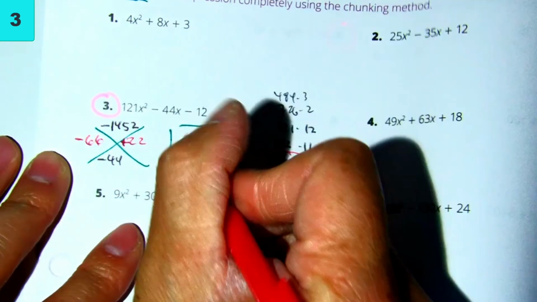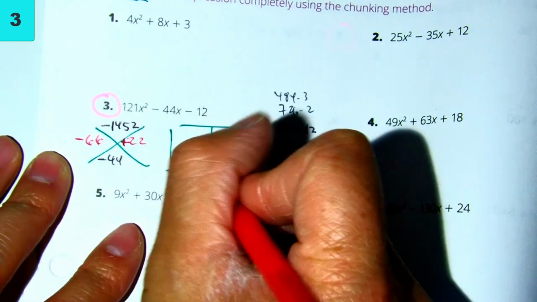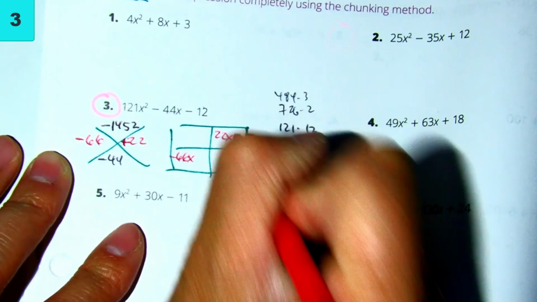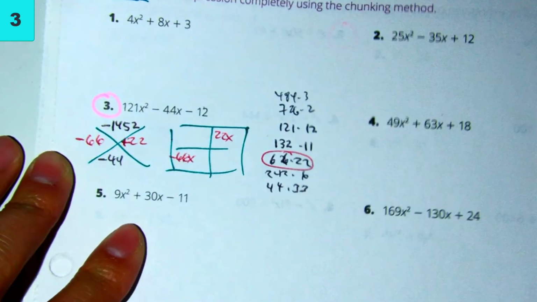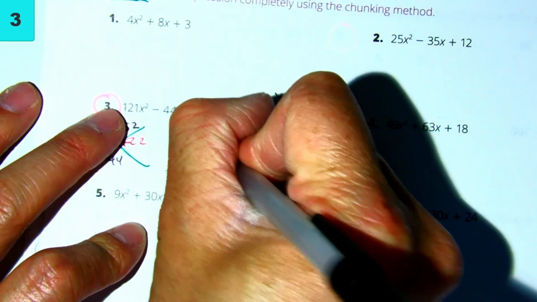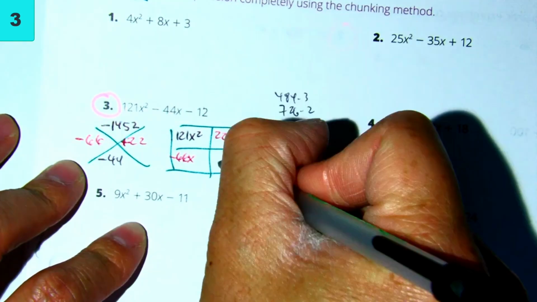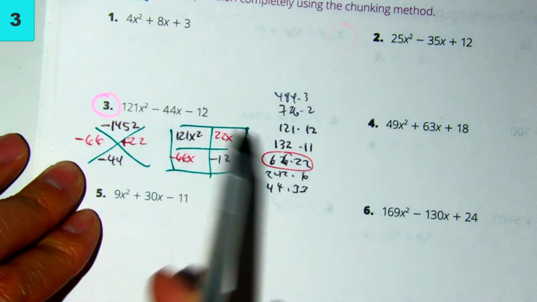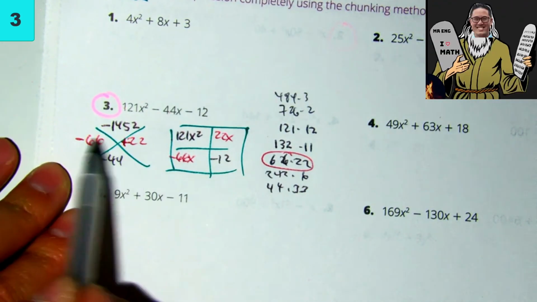Negative 66 plus 22 gives me negative 44, so I have negative 66x and 22x. I'm going to have 121x squared and then negative 12. So the first term always goes in the top left, the last term always goes in the bottom right, and these two terms always go diagonally.